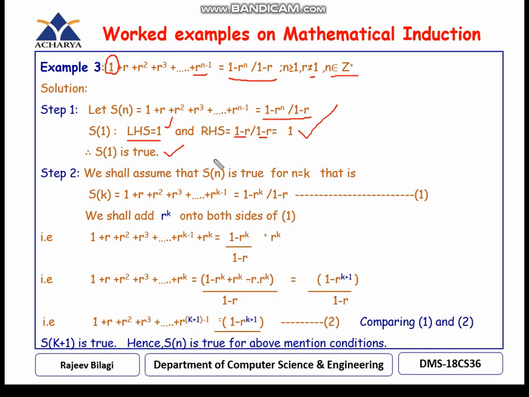So now I will assume that this is true for n equal to k. So S of k equals 1 plus r square plus r cube, up to r to the power of k minus 1, equal to 1 minus r to the power of k whole divided by 1 minus r. I will call this equation 1.